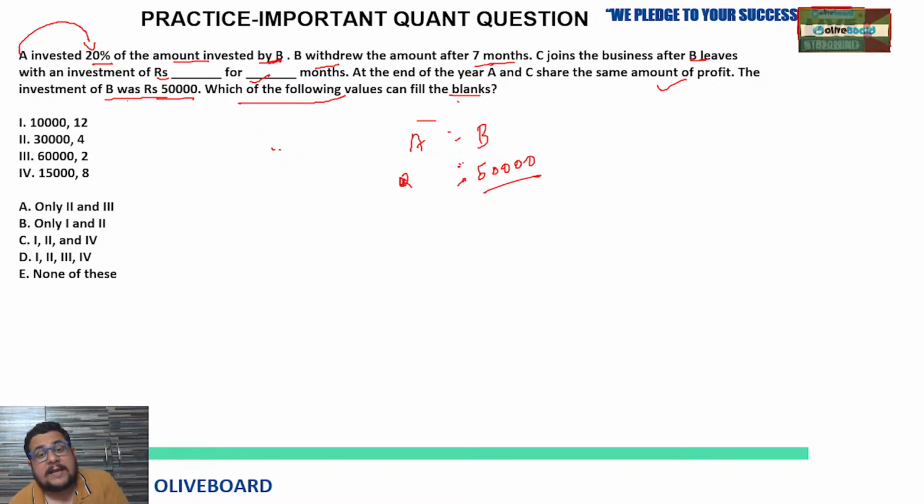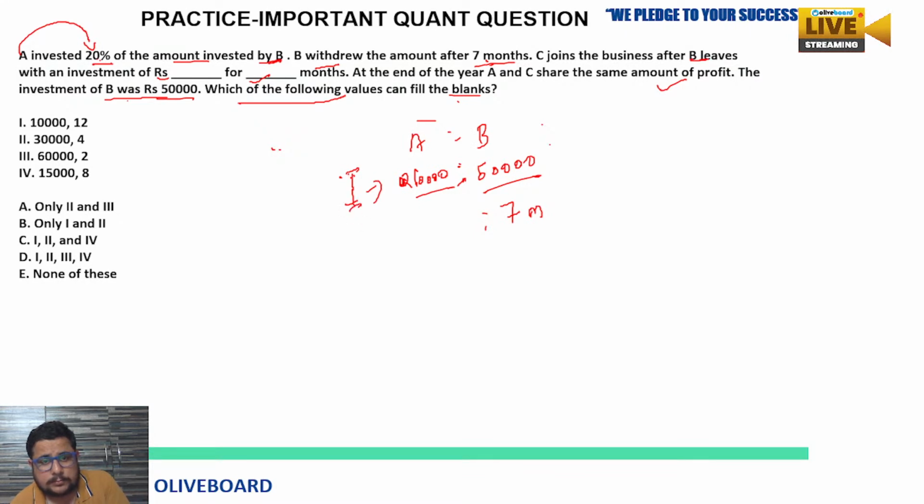Now see what I was saying, it is given that 20%, so 20% of 50,000: 10% is 5,000, so 20% is going to be 10,000. Clear? So investment of A you know now, and B withdrew the amount after 7 months, so B invested for 7 months only. Okay, quite similar question. This is the investment of A.